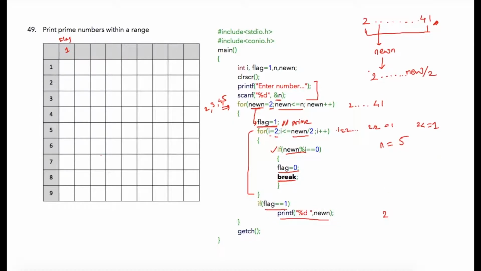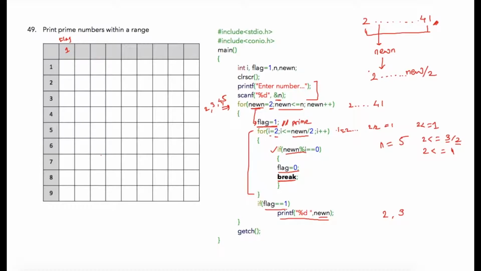In the second iteration, flag will be again reset to 1, and for the inner for loop the condition will be 2 less than or equal to 3 divided by 2. Because these both are integer numbers, the condition will be evaluated to 2 less than or equal to 1, which is again a false condition. So this inner for loop will not be executed, and because flag is still equal to 1, new n, which is 3 in this case, will be printed.